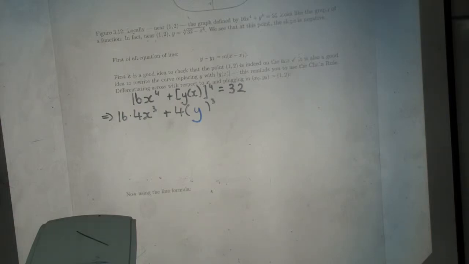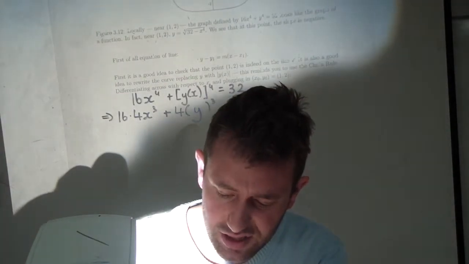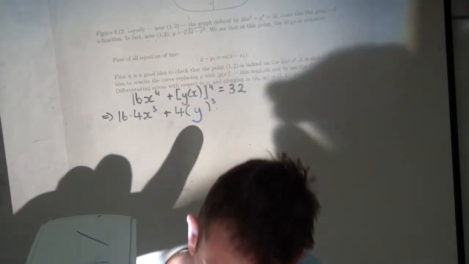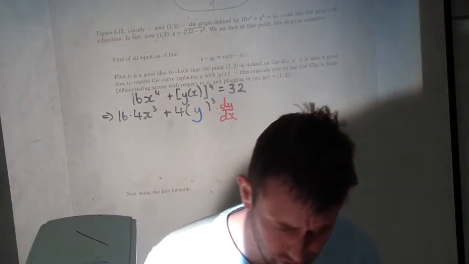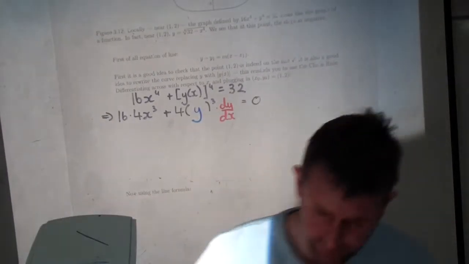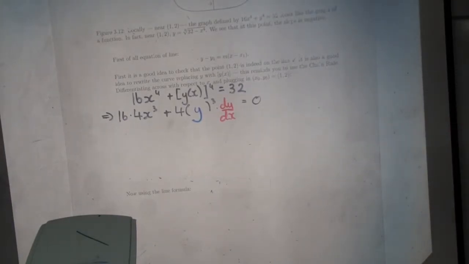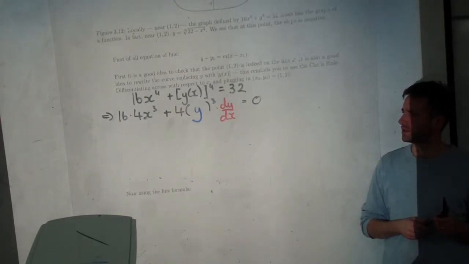You don't know what y is, so all you can write is dy dx. Equal to, what is the derivative of the constant 32? Zero. Now what you can do here is sub in the x and the y, x to the 1, y to the 2, but you're going to be better off getting used to solving for dy dx.